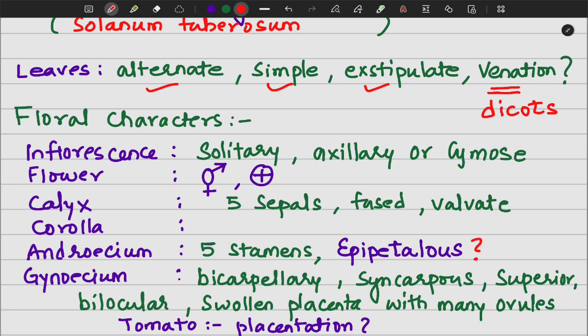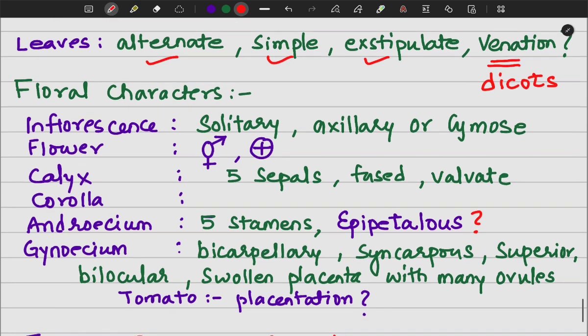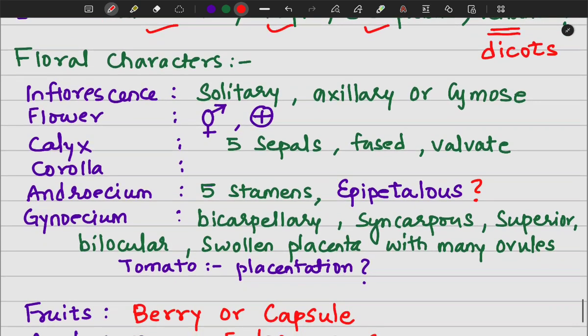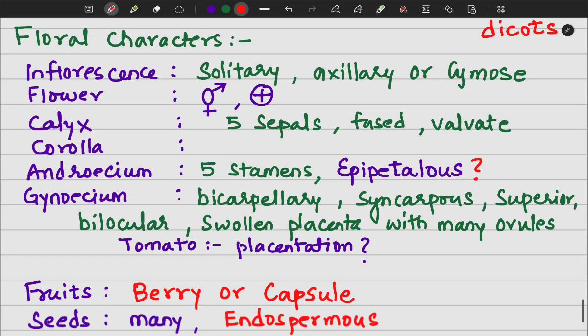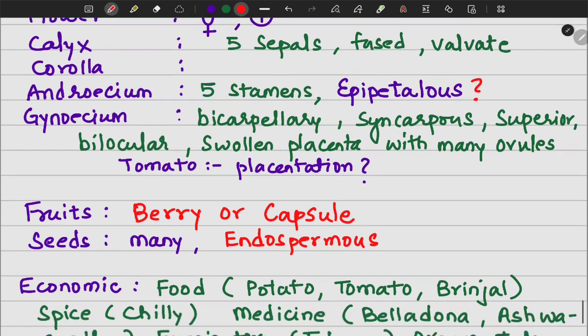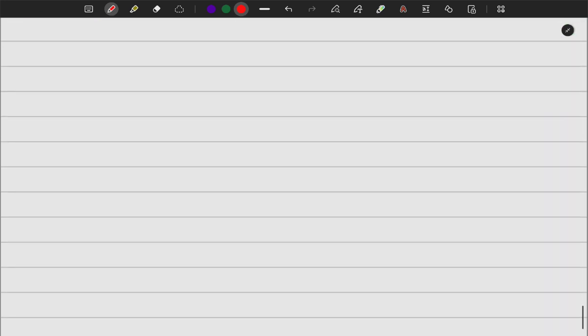Now let us begin the floral characters. In the floral characters, the inflorescence which we usually find in Solanaceae family could be solitary, axillary, or cymose. What is solitary and axillary? Let us see with the help of a diagram.